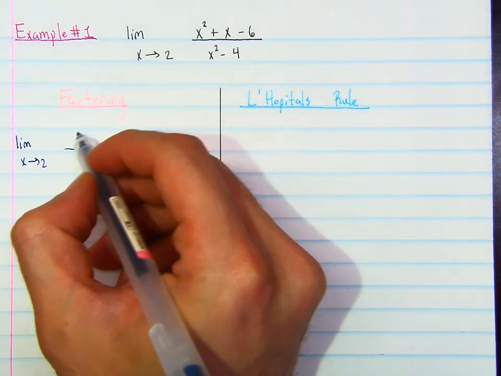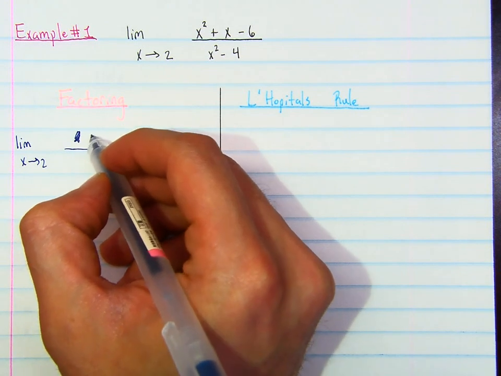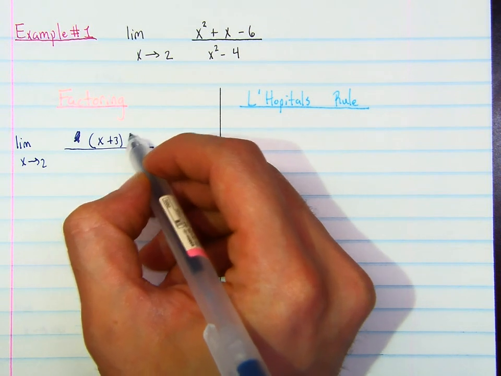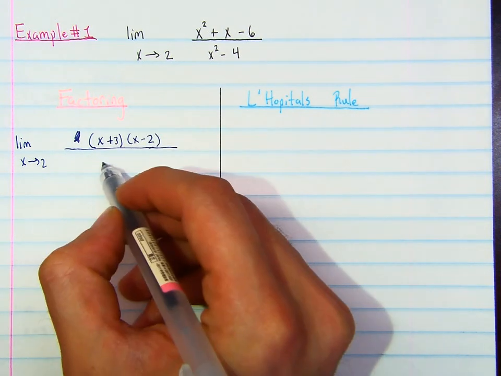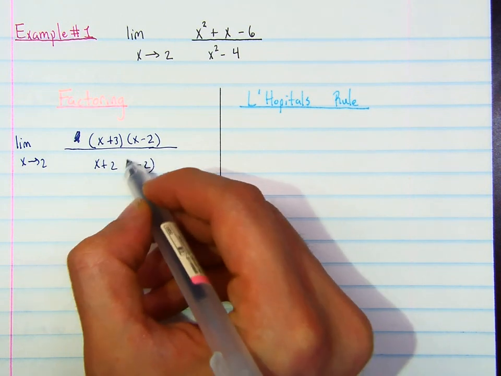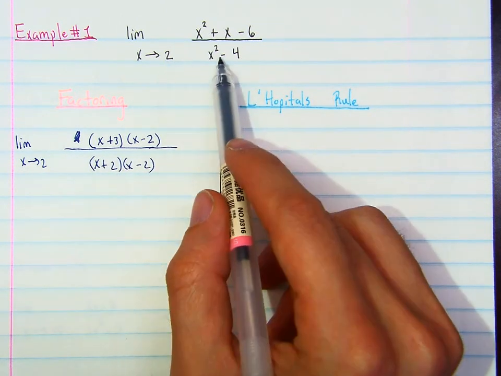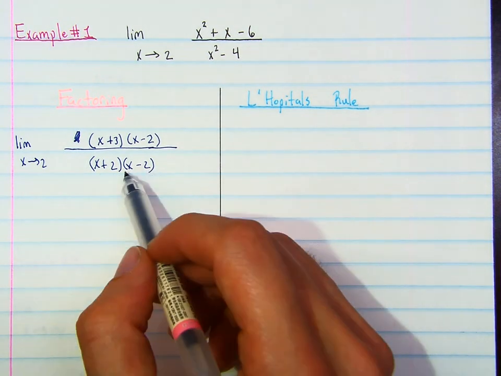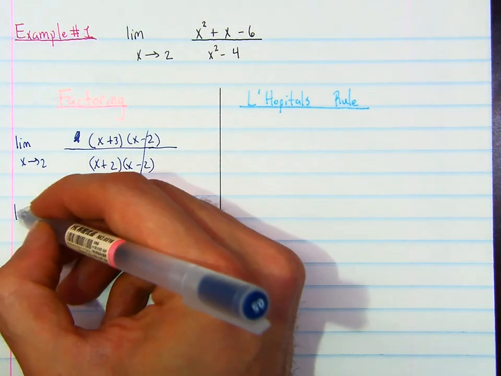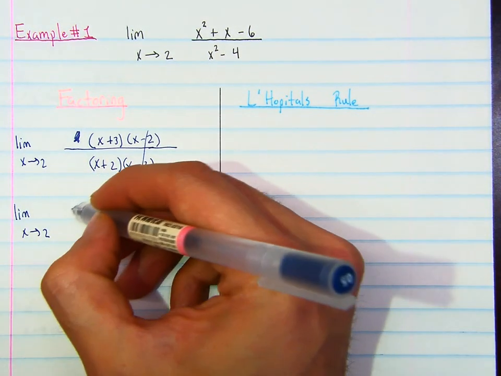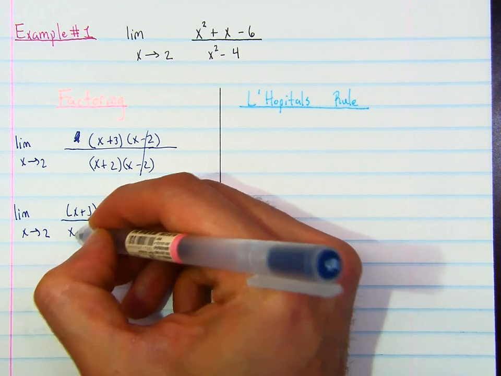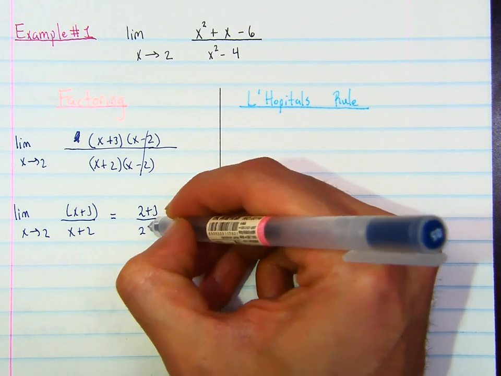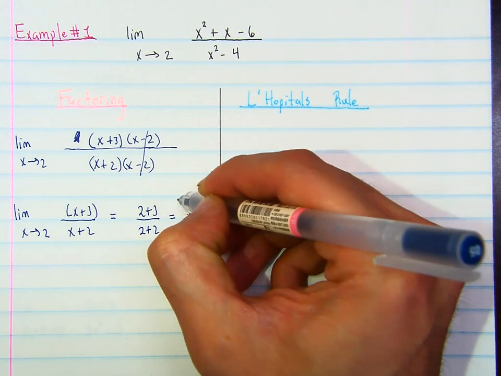What do we get? How does the top factor? It is x plus 3, x minus 2, and then what's on the bottom? It should be x plus 2, x minus 2. Okay? Because here you ask yourself, can you plug in 2? You can't, so you gotta factor it, right? So here, notice the x minus 2's cancel out, so the limit as x approaches 2 of x plus 3 over x plus 2, well, that's just equal to, now you're allowed to substitute 2, so that's 2 plus 3 over 2 plus 2, and that's equal to 5 over 4.